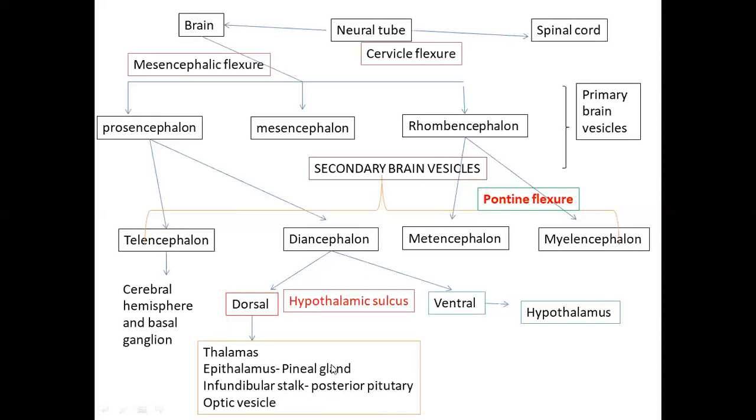So all these structures are neuroectodermal in origin. Because the optic nerve is developing from the optic vesicle, which is derived from the diencephalon, it is also known as an extension of the brain.